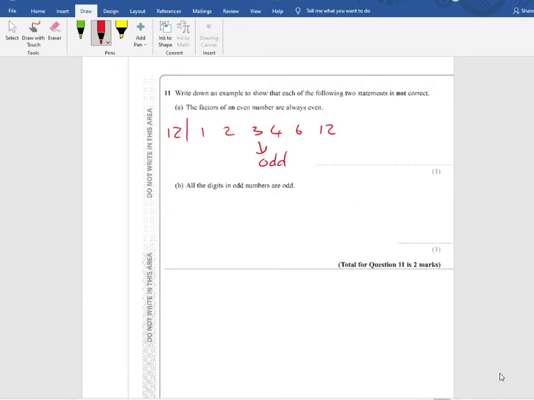And the digits in odd numbers are odd. All the digits in odd numbers are odd. No, they're not, are they? So 263, that's an odd number, and that one's an even.